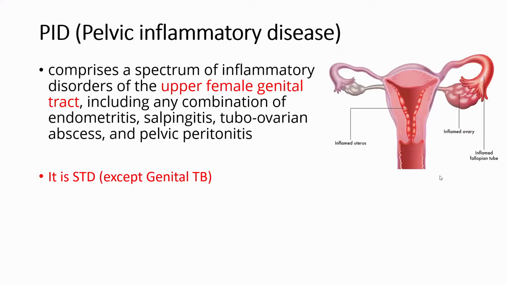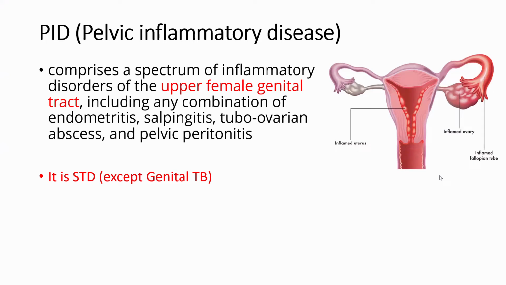So let's start. It is a spectrum of inflammatory disorders of the upper genital tract. Remember, the buzzword here is upper genital tract, because vulvovaginitis involves the lower genital tract, that includes vulvitis, the external genitalia, that is vulva, vagina, as well as ectocervix. In case of pelvic inflammatory disease, it involves the upper genital tract, which includes any of endometritis, salpingitis, tubo-ovarian abscess, or pelvic peritonitis. In some books you can also get endocervicitis as well.